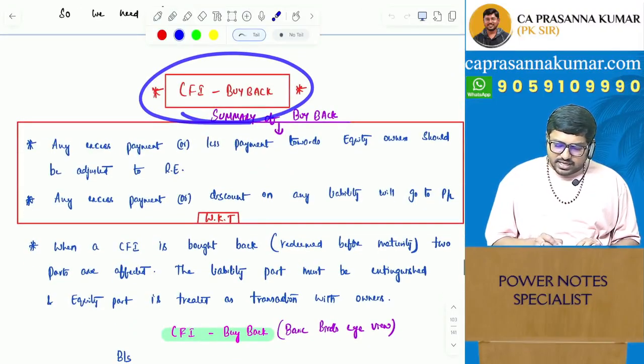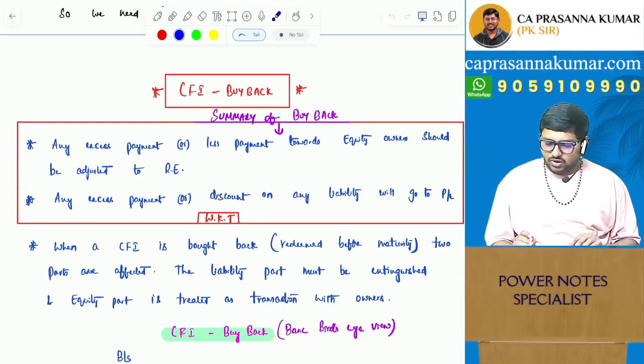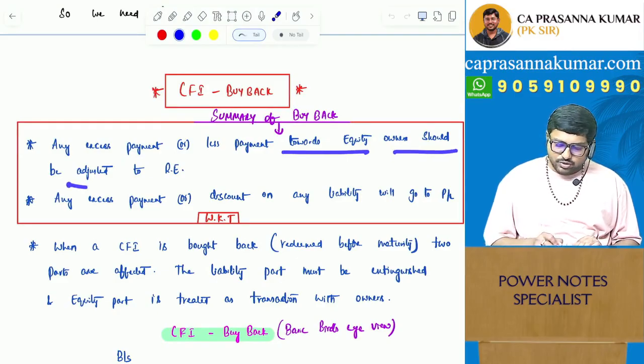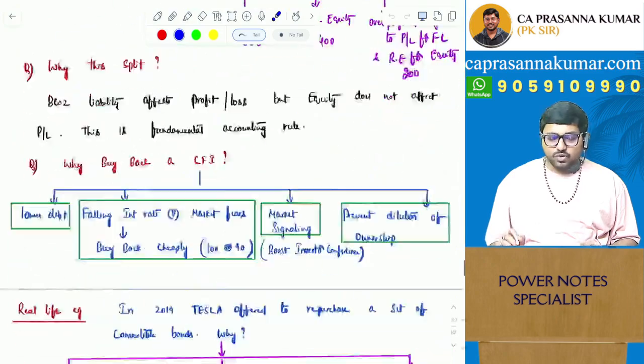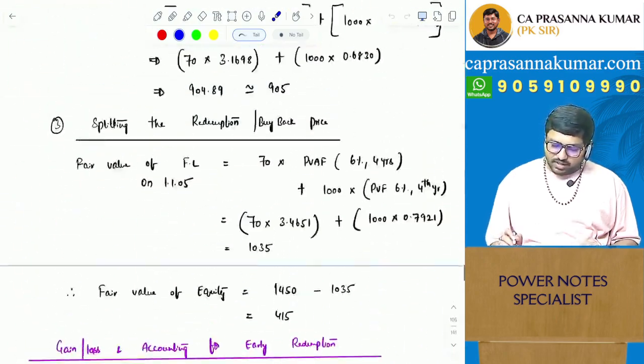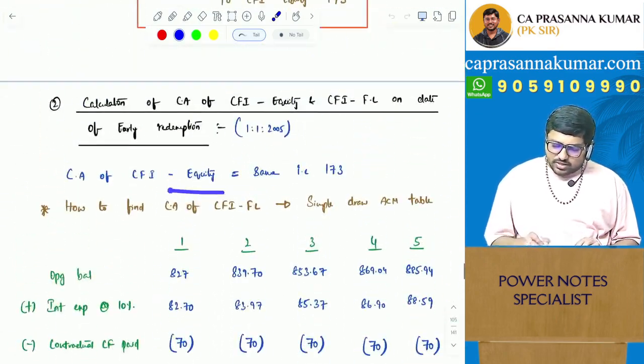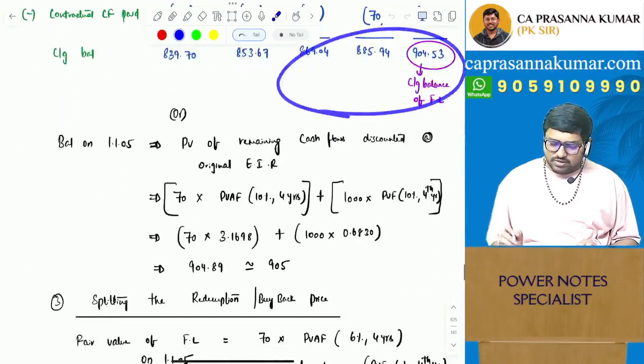CFA buyback, any excess payment or less payment, that is profit or loss, towards equity owners should be adjusted to retained earnings. Any profit or loss with respect to liability will go to what? P&L account.